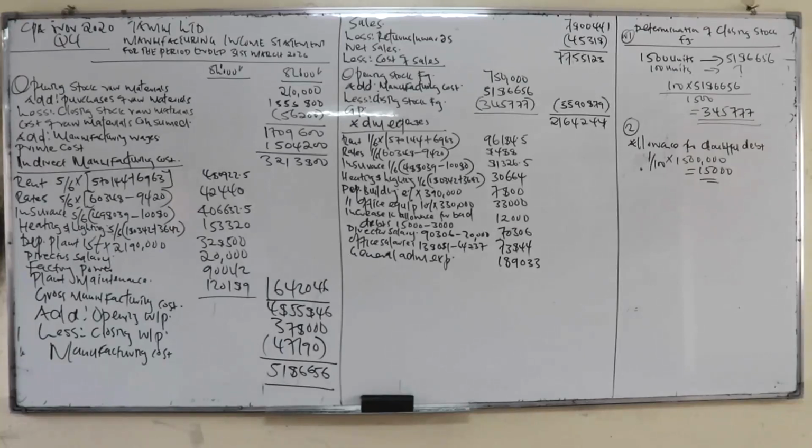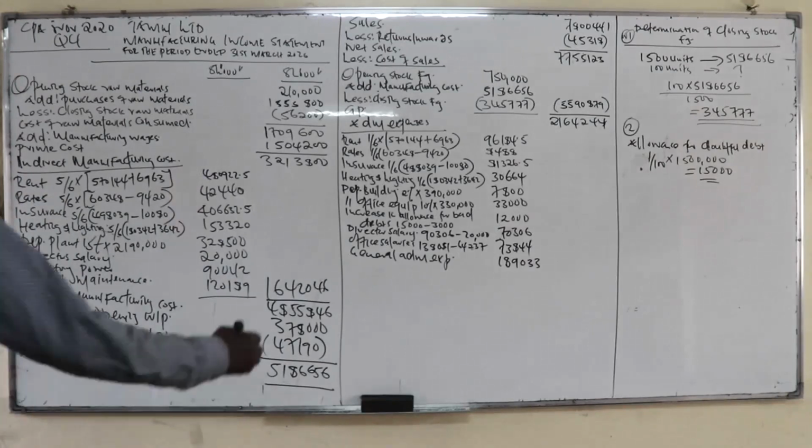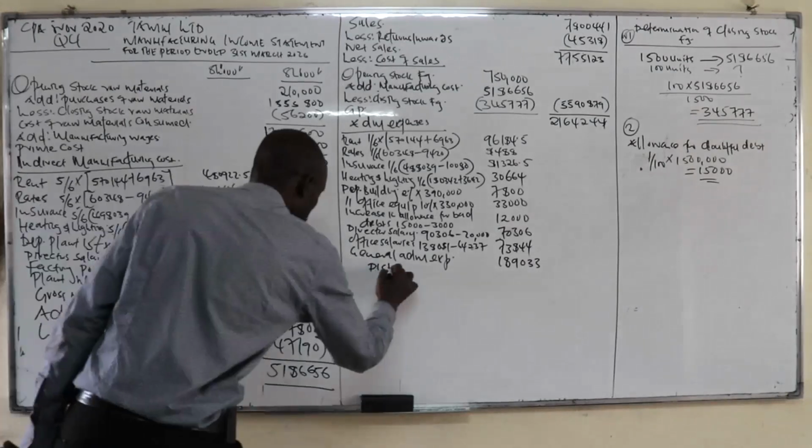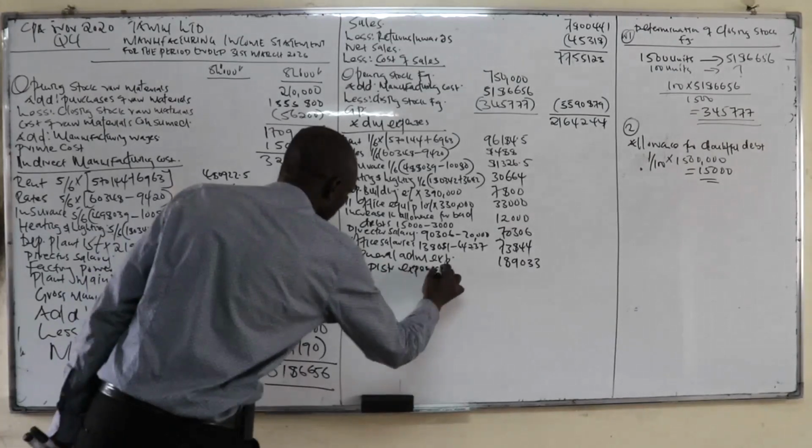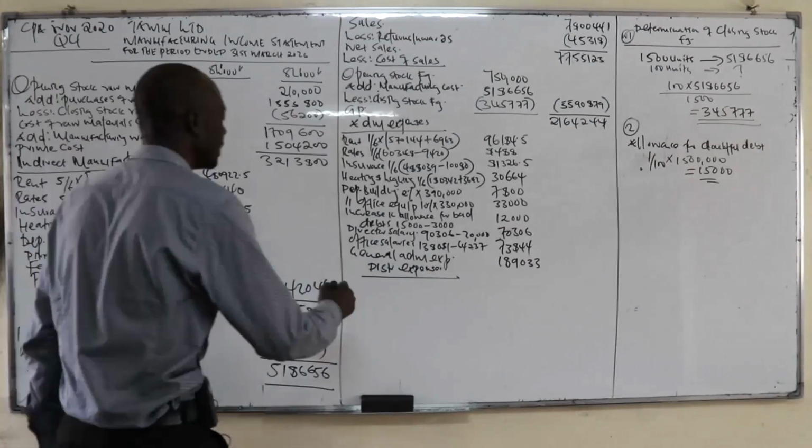Sawa. Tunaelewana? Remember we said these expenses can be categorized into those categories. We have admin, we have distribution, and we have finance. So you need to know those expenses that fall under admin, then you need to know those that fall under distribution. So we have distribution expenses here. So we start with the salesman.